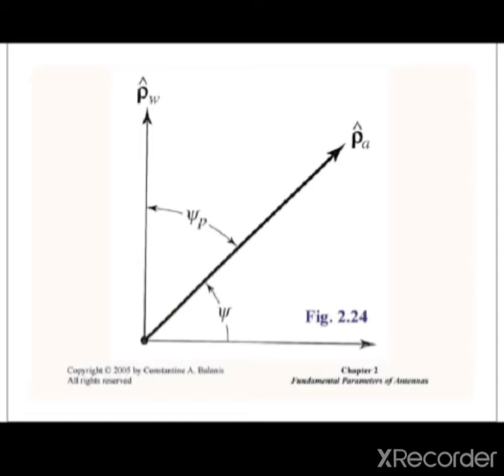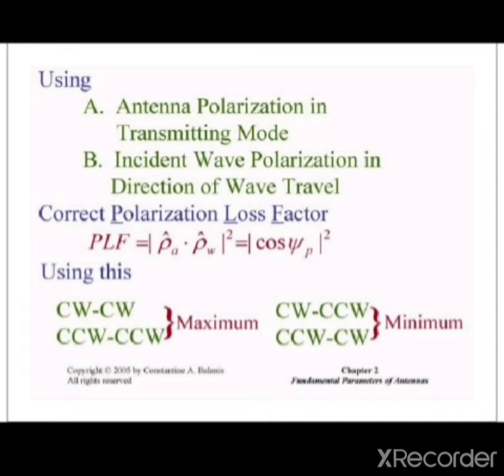And now this is how rho a and rho w vary. This is the antenna polarization in transmitting mode, and the incident wave polarization in the direction of wave travel, which is indicated like this. Using this, clockwise and clockwise, or counterclockwise and counterclockwise, is the maximum; clockwise and counterclockwise, or counterclockwise and clockwise, is the minimum. It depends on the direction of wave travel.